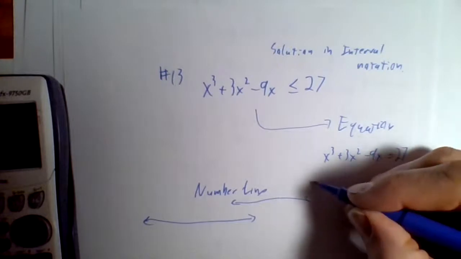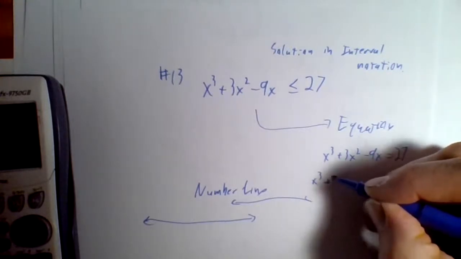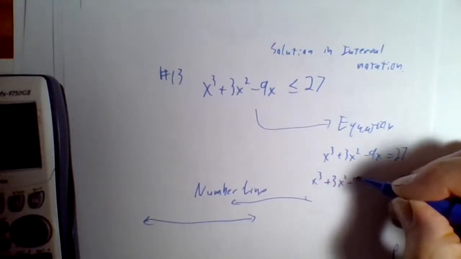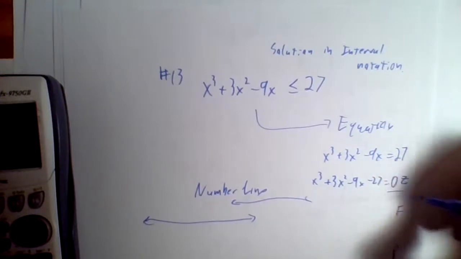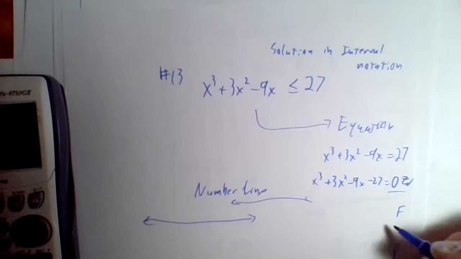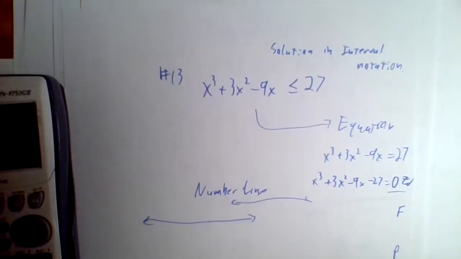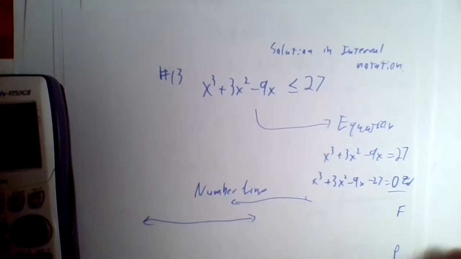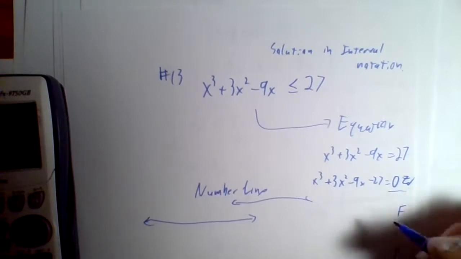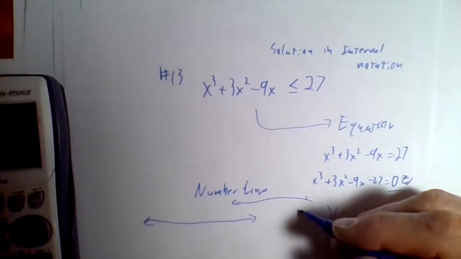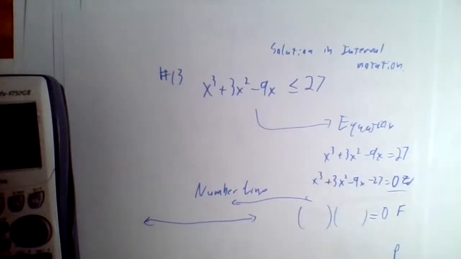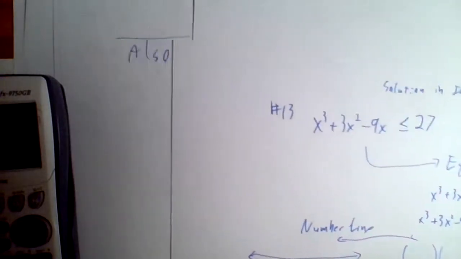I need to do the minus 27. x cubed plus 3x squared minus 9x minus 27 equals 0. It gets the 0 on one side. And then I've got to factor that thing there. This is a 4-term factoring problem. So I'm going to go off to the side and try to find the factors of this. I don't have a GCF to pull out. There's nothing in common with all 4 of them. But it's a 4-term factoring problem.